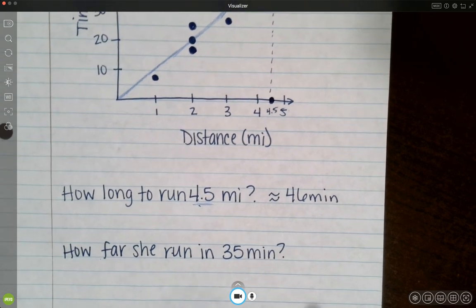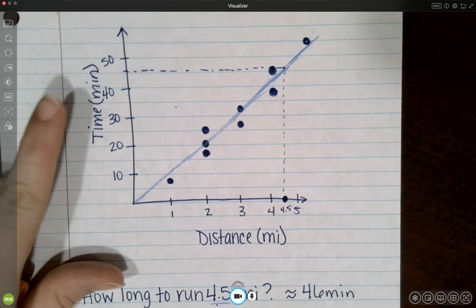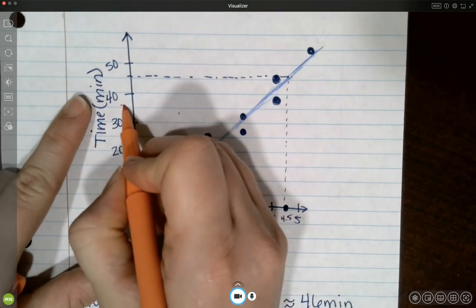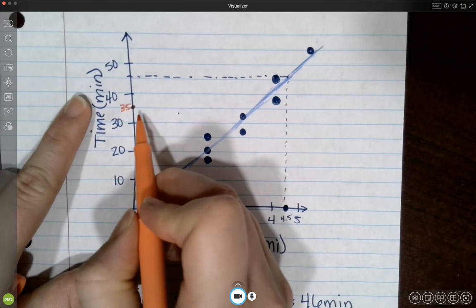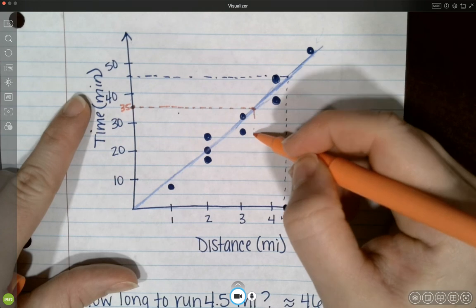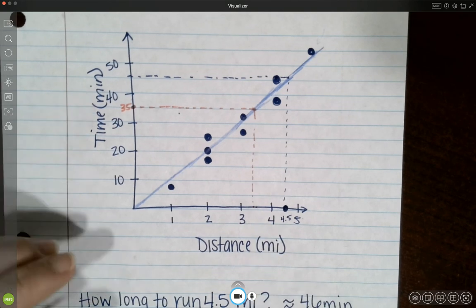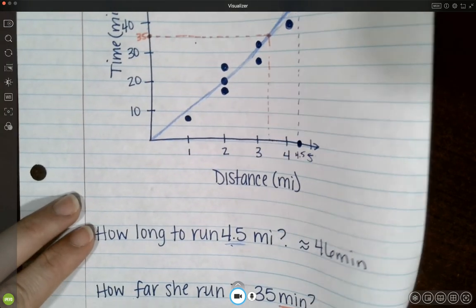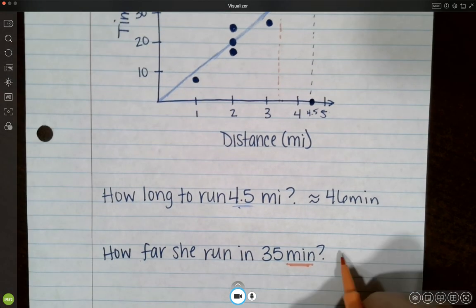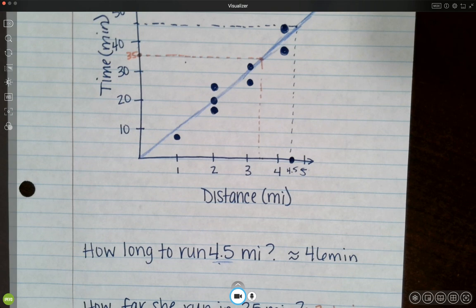Okay. The next question says, how far am I going to run, or is she going to run at 35 minutes? So again, I check my label of minutes. So I'm working over here with minutes, and 35 would be right here on this line. So I'm now going to track over to the trend line. I hit the trend line, and now I'm going to shoot straight down. All right, I'm just below probably 3.5. So we'd say maybe what? How far will I run? I'll probably run 3.4 miles. And again, those are approximate. I'm using my data. Usually it's plus or minus a couple of them.